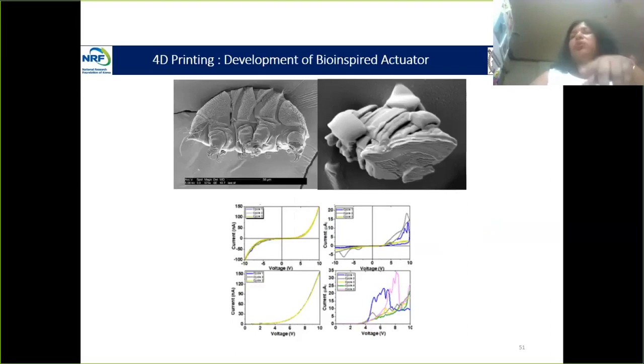We have tried to actuate, and we have tried to measure the drug release of this system, and we found that this system is very interesting for local drug release. I cannot tell more in detail about this at the moment, but yes, we are able to achieve a 4D printed nano actuator.